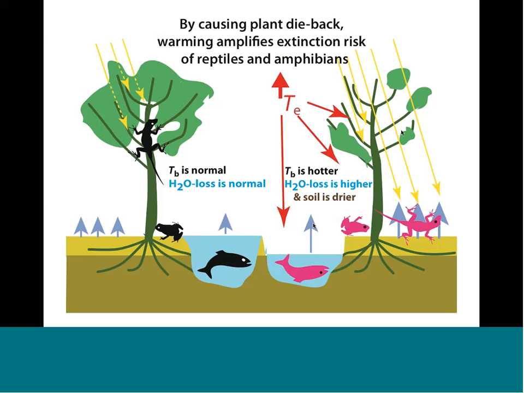And for all intents and purposes, the habitat appears to be otherwise intact except for these plant die-offs that we see. So the reason you get this linkage and potentially an exacerbated effect of the plant die-offs is that as the plants die off themselves, you get more incident solar radiation, so you get higher body temperatures for the reptiles and amphibians, there may be greater water loss rates, and the soil becomes drier.